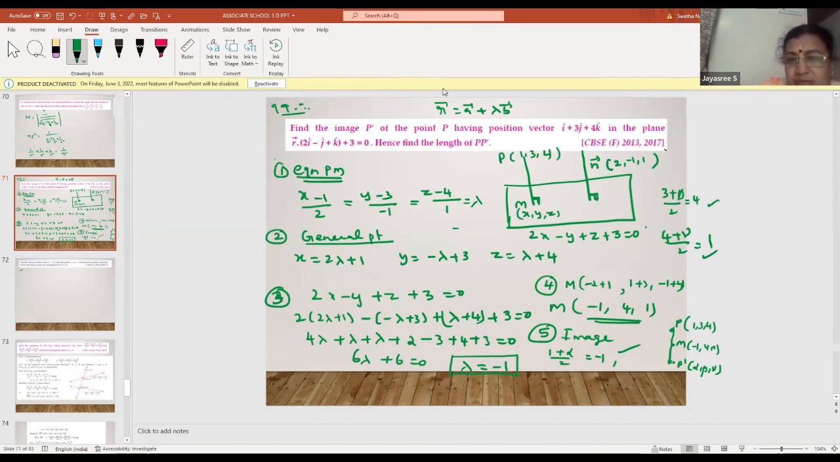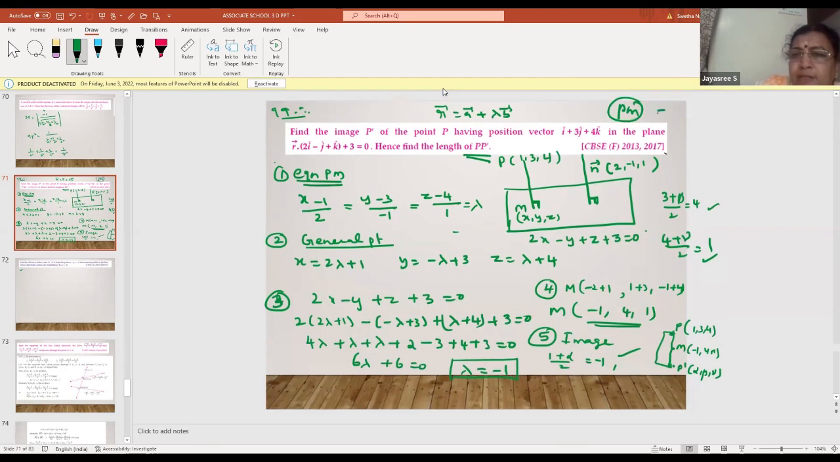So this question gets completed. And here the extension of the question is also there. The PP dash length can be found only by the PM distance, which we already found in the first part. PM, and double the PM, 2 PM, gives you PP dash. So again, to avoid mistakes, they can do it.